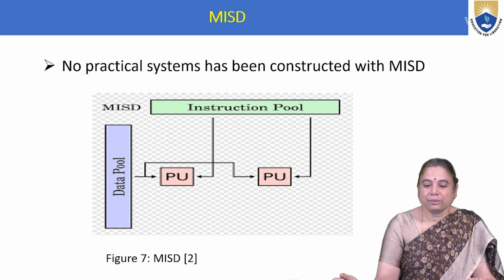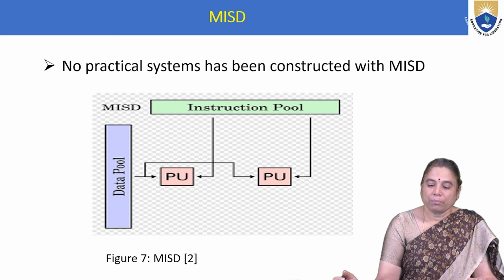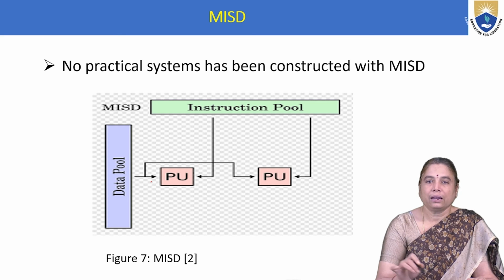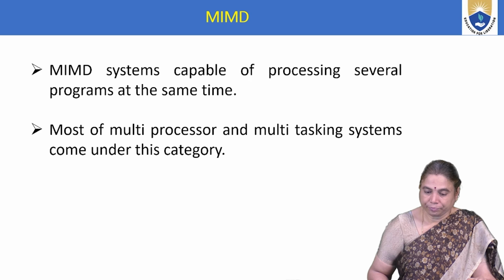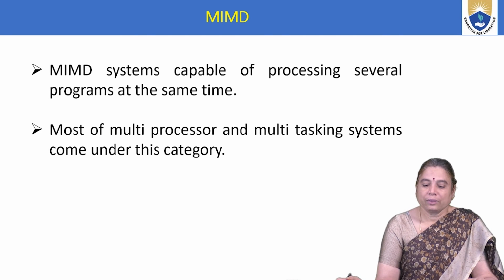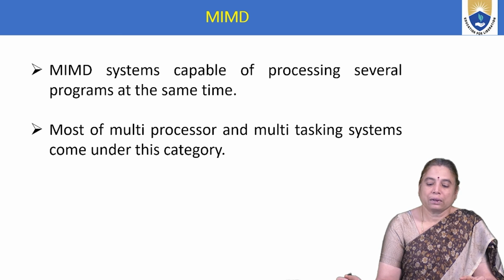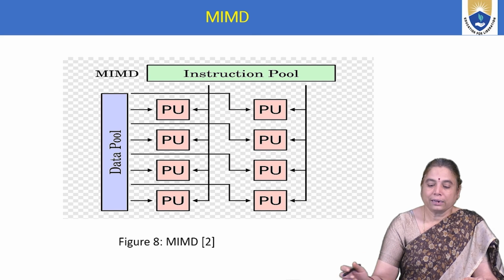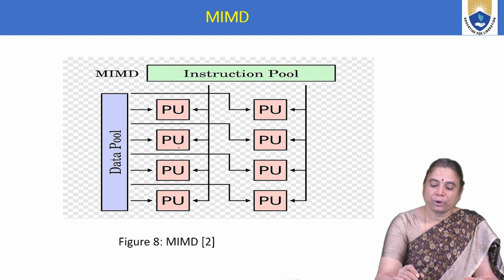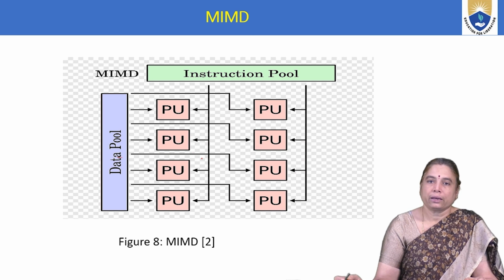The next architecture is MISD, which is not practically used. Here multiple instruction pools can be connected to the processor unit, but a single data pool. The next architecture is MIMD. MIMD systems are capable of processing several programs at the same time. Most multiprocessor and multitasking systems come under this category. In the architecture of MIMD, the processing unit can be connected with multiple instruction streams and multiple data streams.